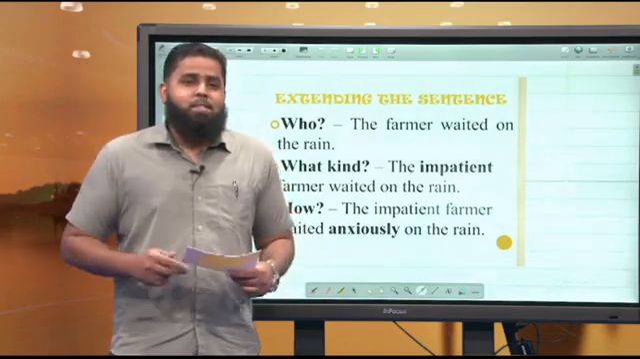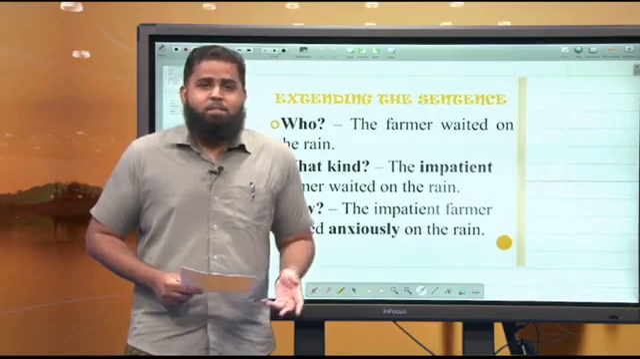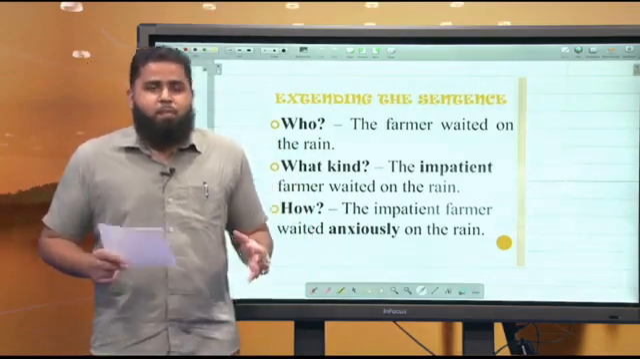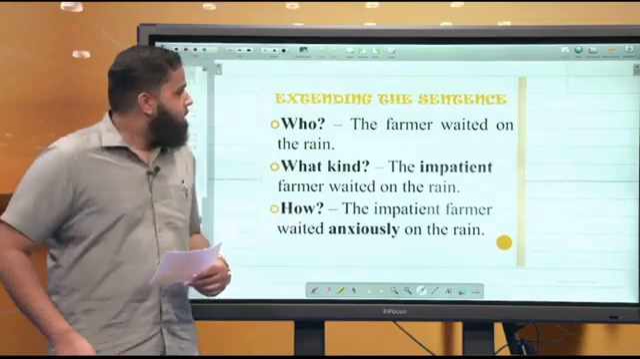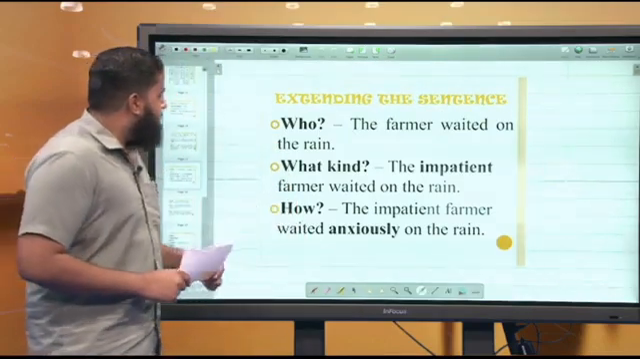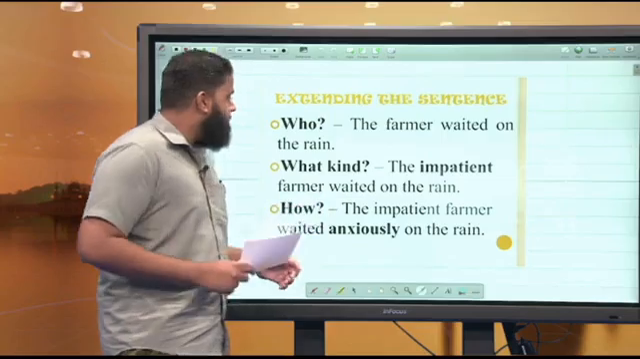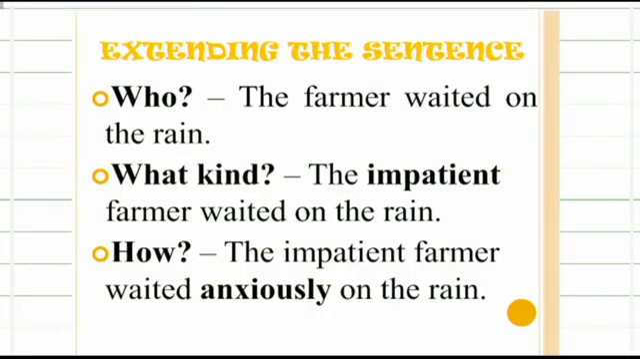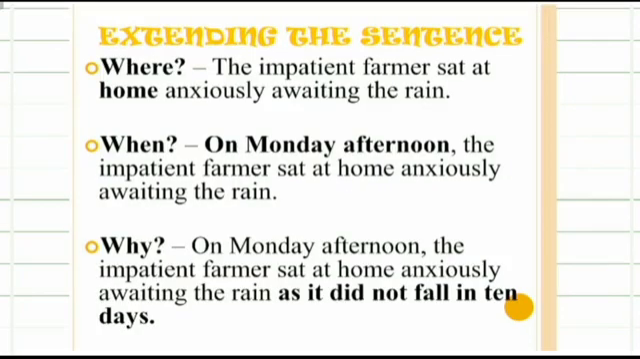The possibilities are practically limitless, right? It's all about your imagination. Have an idea and build around your idea, okay? So the farmer waited on the rain, right? He's impatient. He's an impatient farmer. He's waiting on the rain. He's waiting very anxiously on the rain. So I, as a reader now, I'm getting nervous too, right? What's up? Where is he?